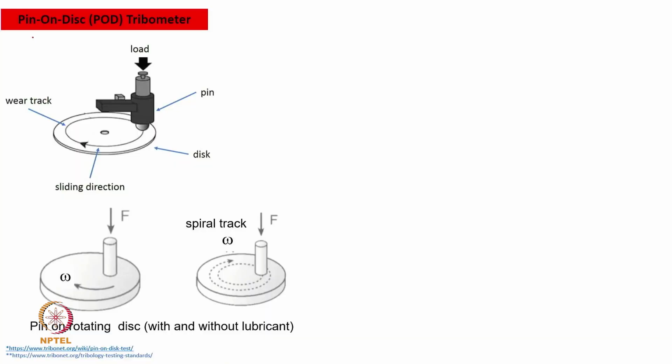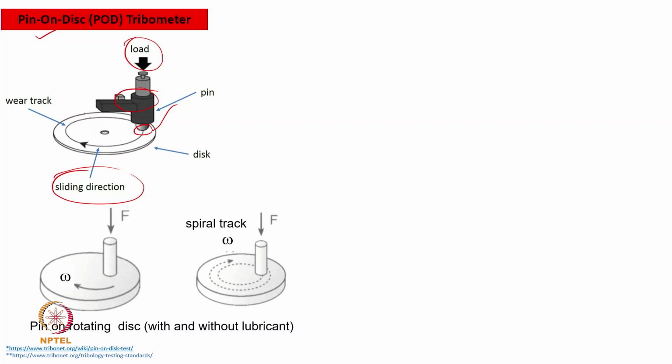Now let me show you a very common thing, what we call a pin on disc machine, and sometimes people use a pod tribometer. In this case, we are applying a load which is under control. This is a pin over here, and this is a pin holder, and the pin goes into the holder, and the holder allows us to fix it properly, so that the pin doesn't rotate, or if there's a need, then the pin rotates at the desirable speed. And then we are able to see the sliding direction and sliding track.